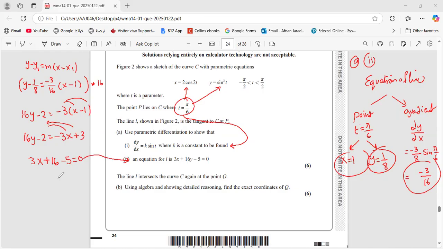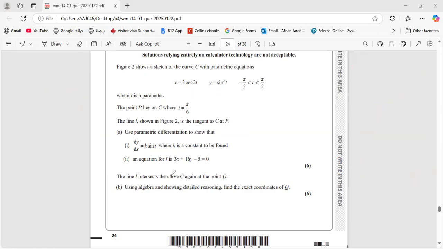Part B, the line L intersects the curve C again at point Q. Using algebra and showing detailed reasoning, find the exact coordinates of Q. So there is the intersection between line L and the curve C in points P and Q. You have t for P, which equals to pi over 6. You have also x and y, so it's 1 and 1 over 8, and you need to find point Q. The intersection between C and the line, look at this equation.